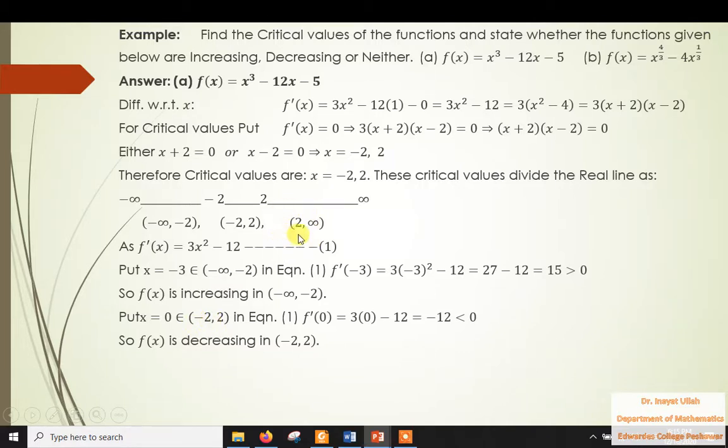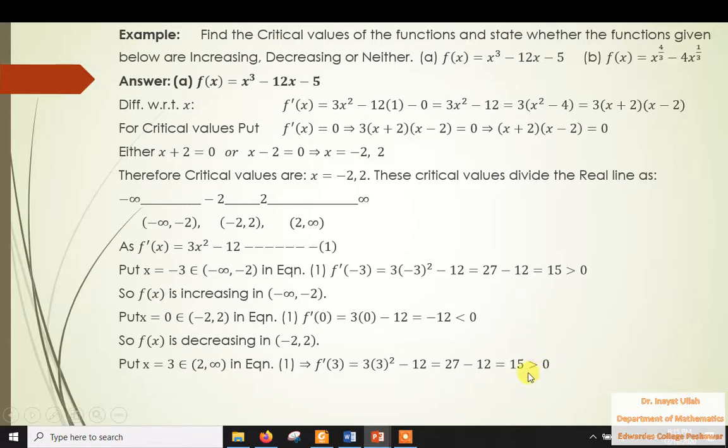Similarly, the last interval is left, 2 comma infinity. Take any value between 2 and infinity. You can take 3, 4, 5, 6, 7, and so on, so take the simple value 3. Put x equal to 3, which belongs to this interval, in equation 1, the derivative. Whenever you put x equal to 3 in that equation, we obtain 15, and 15 is greater than 0.